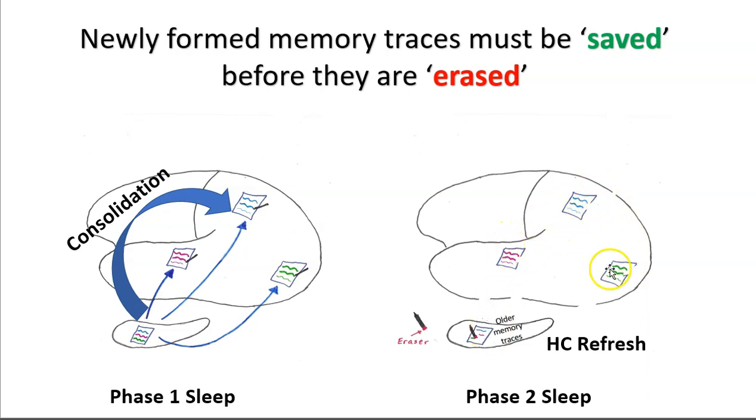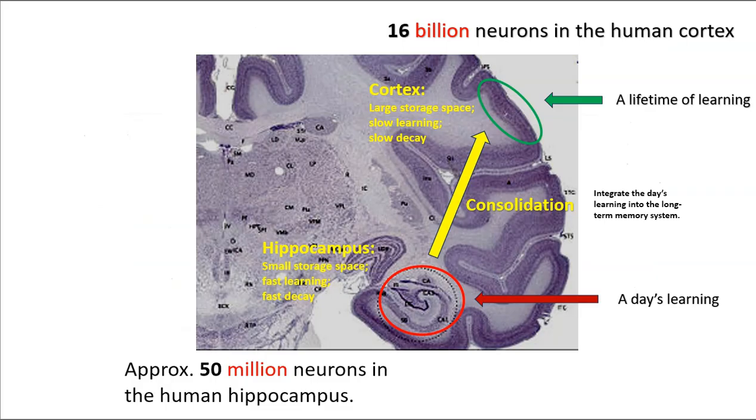That's the long-term system. In a previous lesson, we learned several reasons why the brain does this consolidation process. There are just more neurons in the cortex. With more neurons, you have more synapses. You can store more information. So you can build a lifetime of learning in the cerebral cortex. The hippocampus is a much smaller structure. Fewer neurons, fewer synapses. There's a limit to how much information the hippocampus can learn, but it's enough for a day's learning.